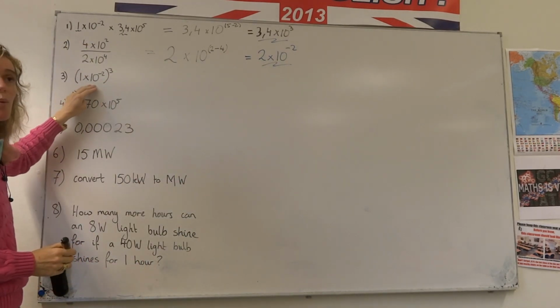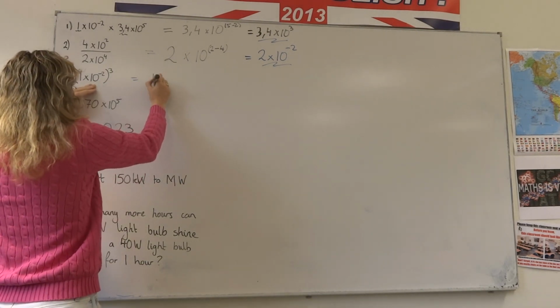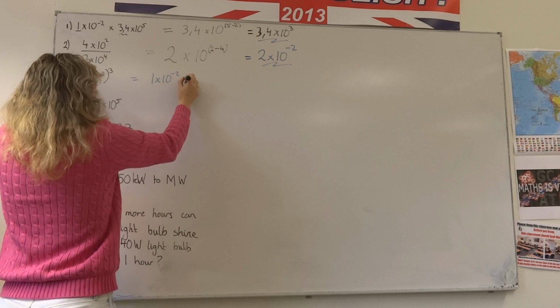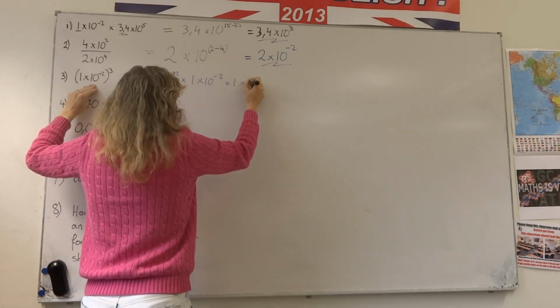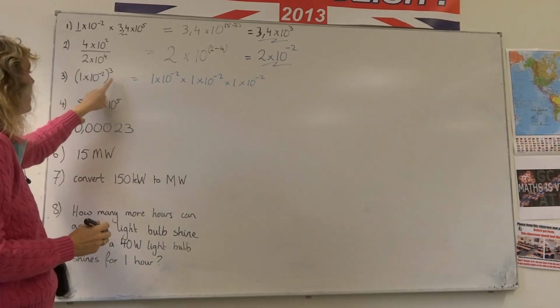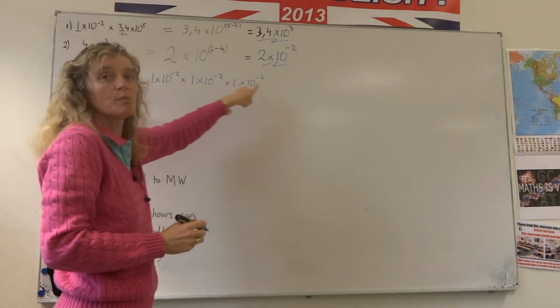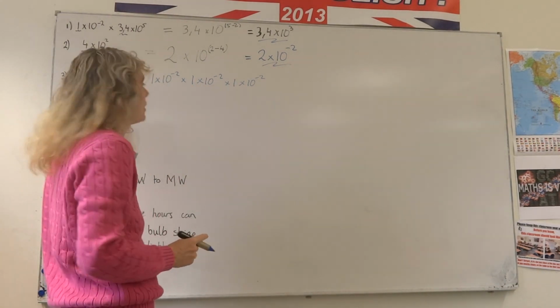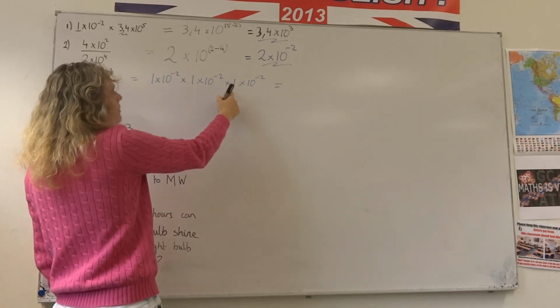Then I told you that when we've got powers of, this one means 1 times 10 to the minus 2 times 1 times 10 to the minus 2 times 1 times 10 to the minus 2. Because this means that this power is cubed, and anything cubed means that number multiplied by itself 3 times. Now you've got them all in a row. You know that 1 times 1 times 1 is 1.